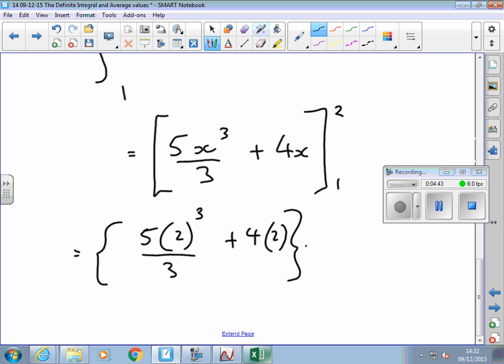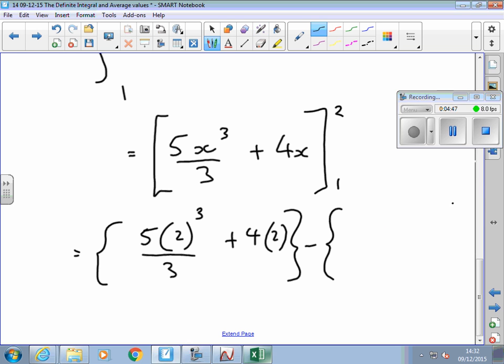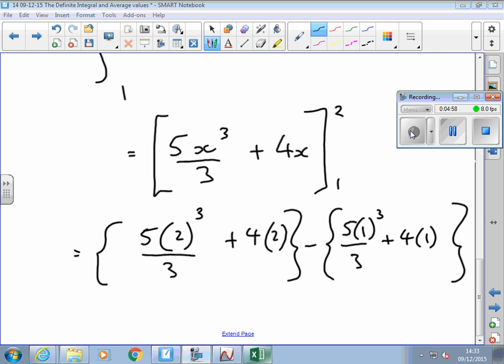And then I'm going to subtract, and then I'm going to rewrite the function again, but this time I'm going to replace x with 1. So just put that in for me. So hopefully you got this.